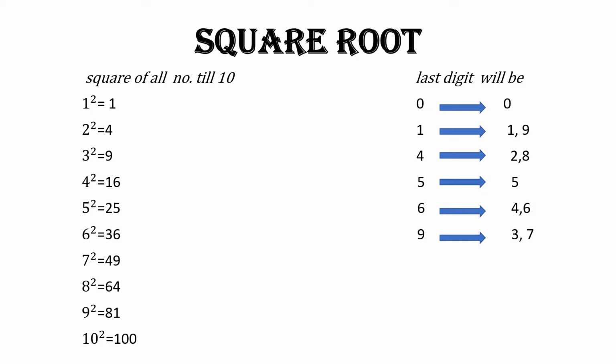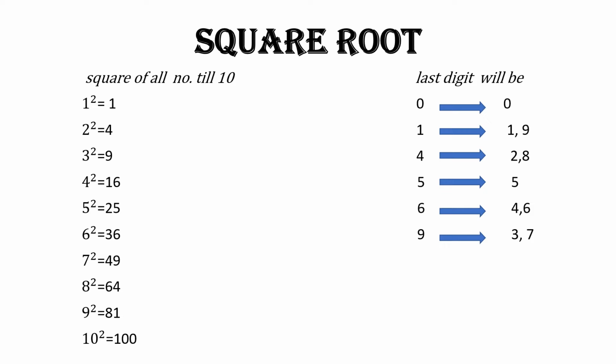Okay, first step is that you will learn the squares of all the numbers till 10. When you take the square of 1, you have the answer 1. When you take the square of 2, you have the answer 4. Like this, you will learn all the squares till 10. After learning all the squares, what will we do? We will place the last digit.